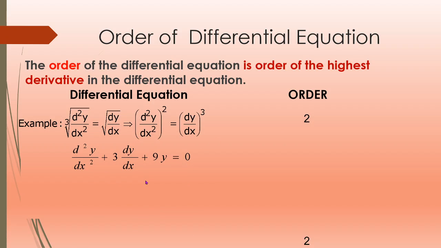In this way we can find out the order of differential equations as mentioned below. In the second example, the highest order derivative term is d2y by dx square, whereas in the third one it is d3y by dx cube.